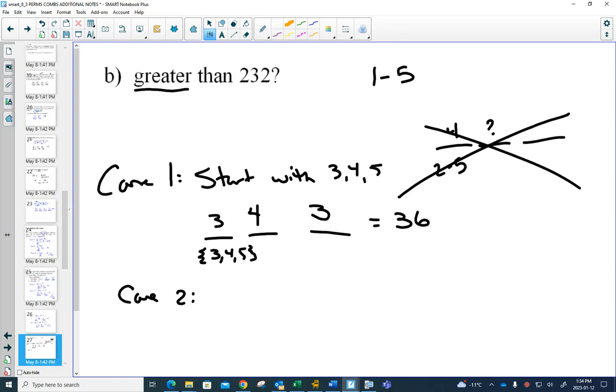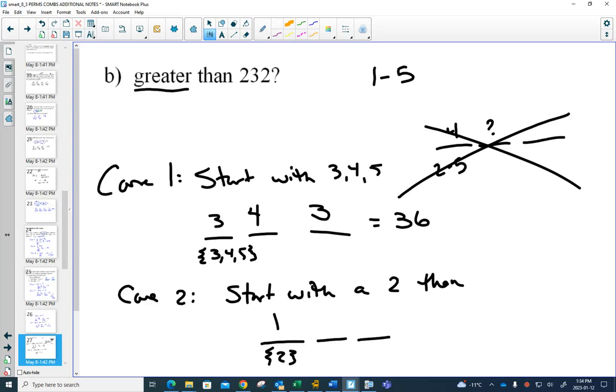Case 2. What haven't we counted were the numbers in the 200s. So you start with a 2. Then, my first base for sure is going to be a 2. One choice. But then there's some choices to do in the second one.